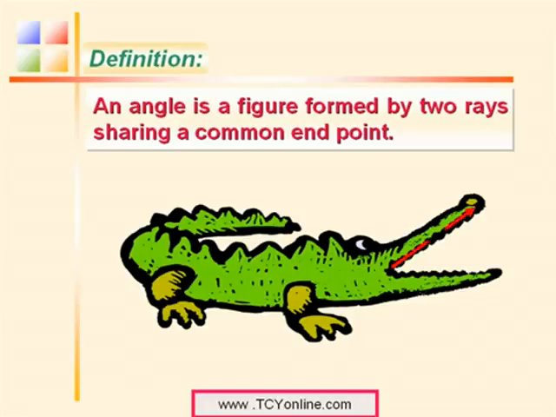Over here, this represents one of the rays of the angle, while this represents the second ray of the angle. And these two rays are meeting at some common endpoint. Now this common endpoint is called the vertex. So we can say that this is simply the angle formed.